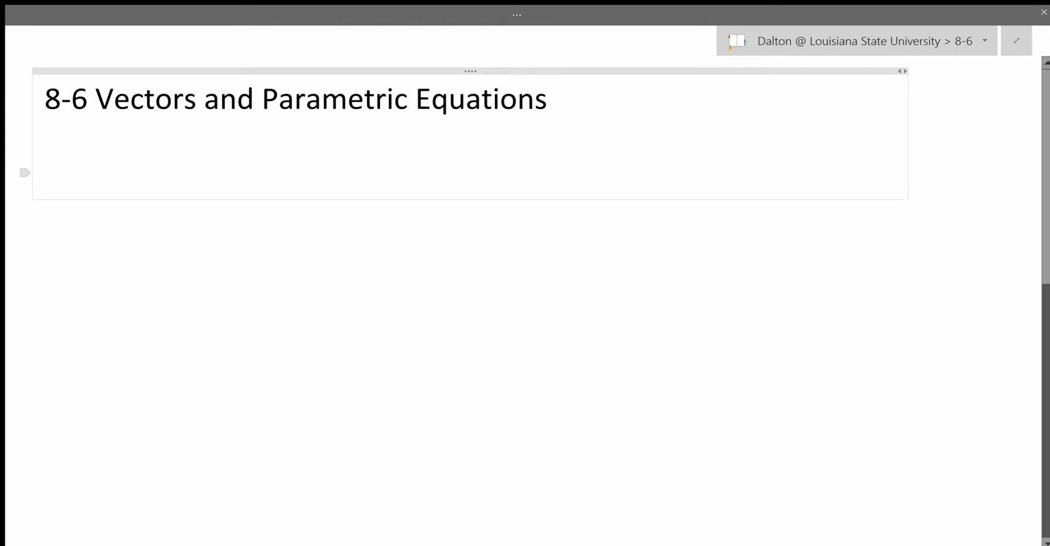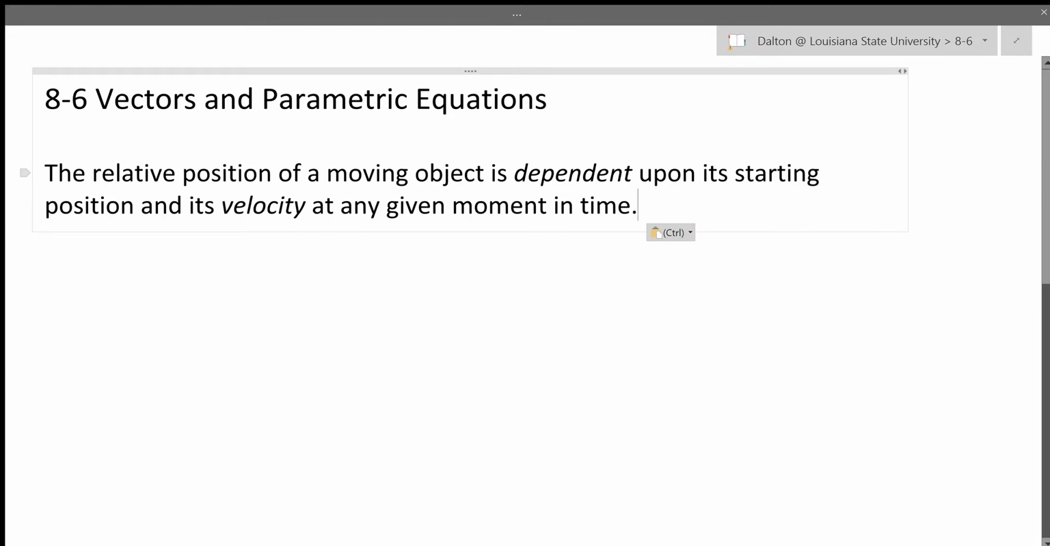Hello folks, our next section on vectors deals with some things called parametric equations. So here's the main idea going forward. The relative position of a moving object is dependent upon its starting position and its velocity at any given moment in time. So go ahead and write that.